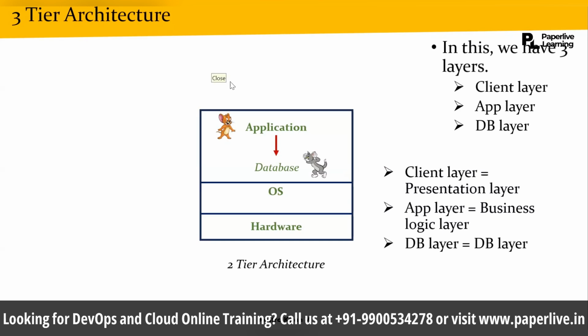TCP and UDP protocols will work usually on the app layer and database layer. We will see that in the VPC also, because we have the model called OSI model. In the OSI model, we'll talk about that. But TCP and UDP protocols will work mostly in app and database layer.